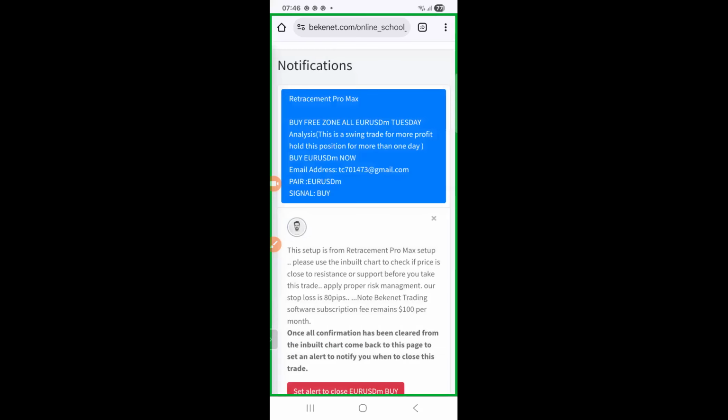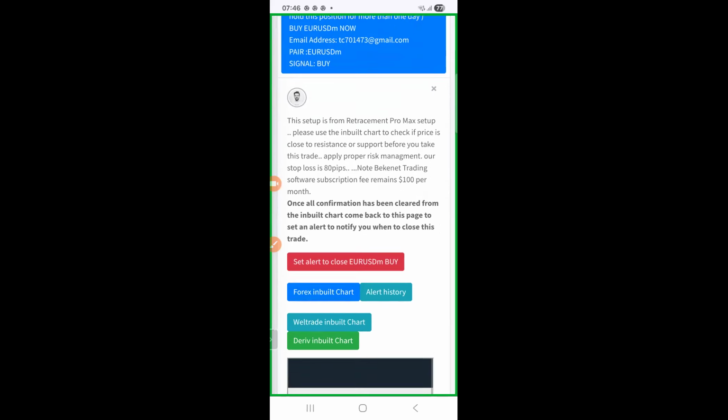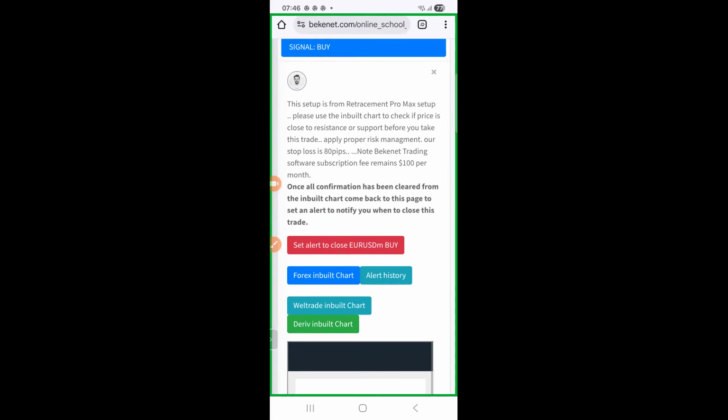So let me tap on any of them. Here is, okay, buy zone, EUR/USD. It says you should buy. Analysis: this is a swing trade for more profit. Hold this position for more than 1 day. Buy. So you are given the signal. So what I'm going to do is to go to what?